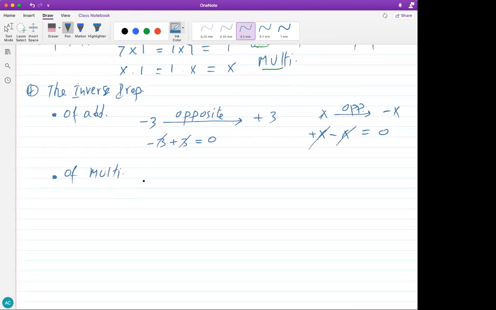Now let's see the one of multiplication. This one is slightly different. It involves, let's say, you take a number or a fraction. Instead of getting the opposite, for the inverse property of multiplication, we get the reciprocal. Okay, instead of the opposite, we get the reciprocal. What do you think the reciprocal of 3/4 is? Not the opposite, the reciprocal. Anybody want to take a shot? 3/4, the reciprocal. What is it?